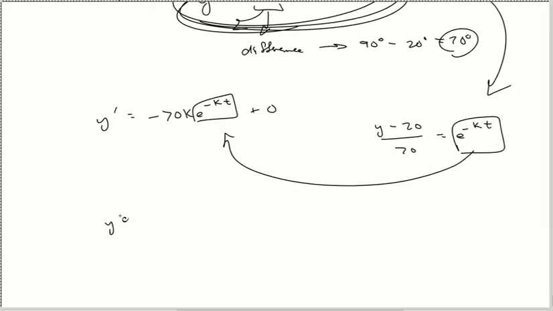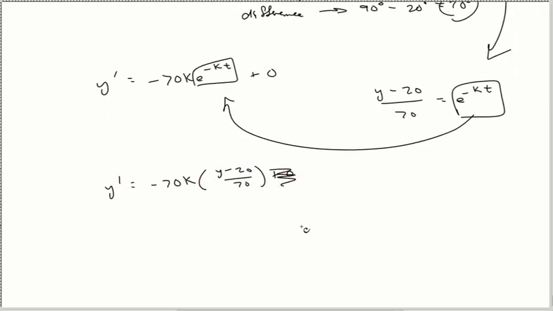And so now I have y prime is equal to negative 70k times, now all this stuff, (y minus 20) all over 70, and then plus 0. Again, I could just get rid of the 0 at this point. The 70s actually cancel one another, and so we get y prime is equal to negative k times (y minus 20), and that's nice and beautiful.